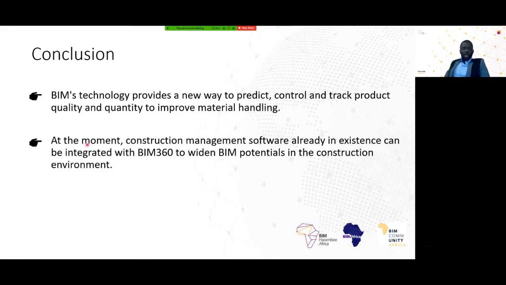So at the moment, construction management software already in existence can be integrated in BIM 360 to widen the BIM potential in construction environments in order to achieve construction information management. This will allow information from different construction management software to be incorporated into just one software, just as we have seen with the Autodesk Forge. This will enable the formation of a system for gathering construction information by linking the structural and non-structural information. And it is believed that this would help in accumulation of information for follow-up projects, and it will also aid in the accumulation of technical know-how by the construction organizations that are carrying out these construction projects.